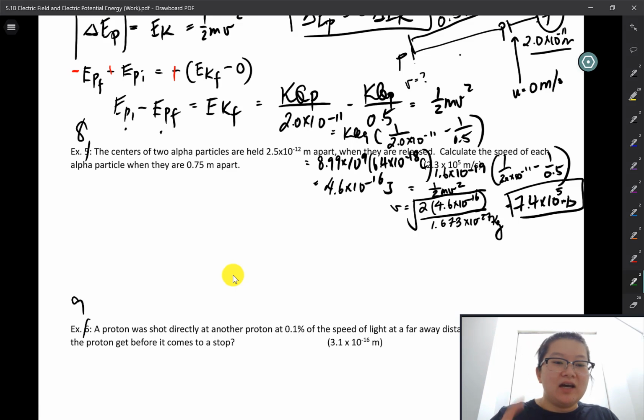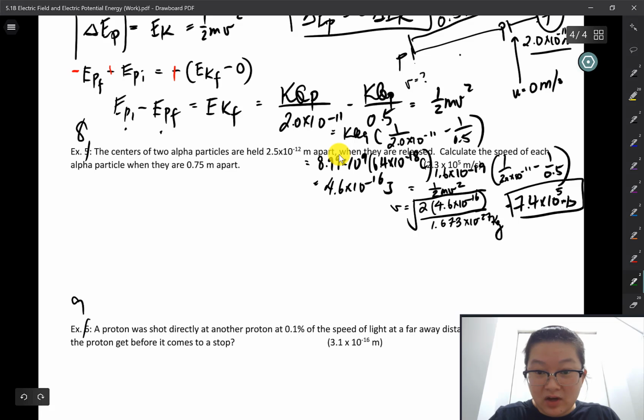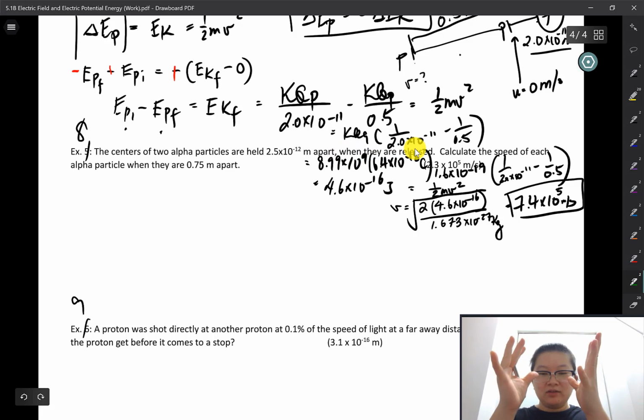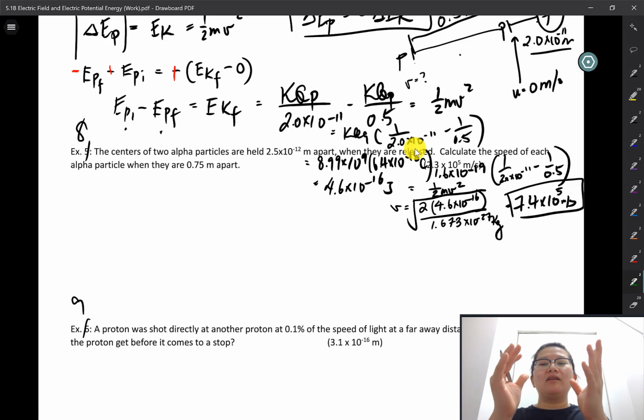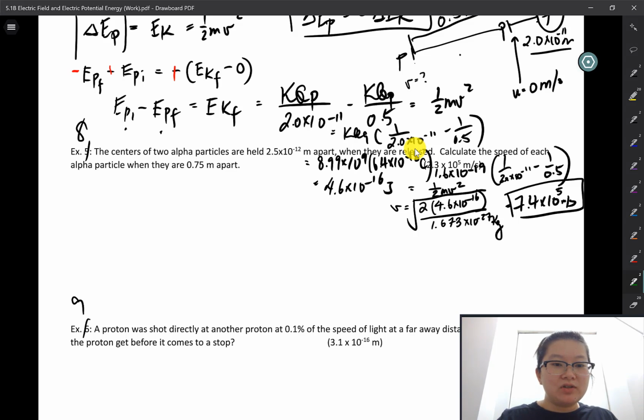Okay, the centers of two alpha particles are held 2.5 times 10 to the power negative 12 meters apart when they are released. Okay, so two alpha particles together, then you let them go. We want to calculate the speed of them when they're 0.75 meters apart. So, first of all, what are alpha particles?